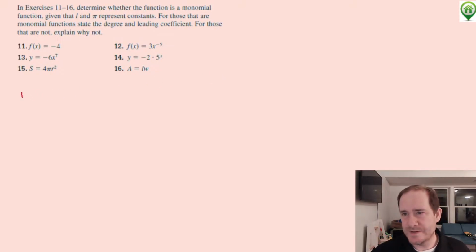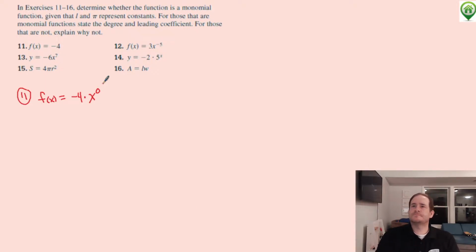So looking at something like 11, technically we would rewrite this as f of x equals -4 is our coefficient, and there's an x here. It's just going to be x to the 0. And 0 is a whole number, because whole numbers are positive integer values and also 0. 0 is a member of the set of whole numbers. So for this you should be saying yes, it's a monomial.